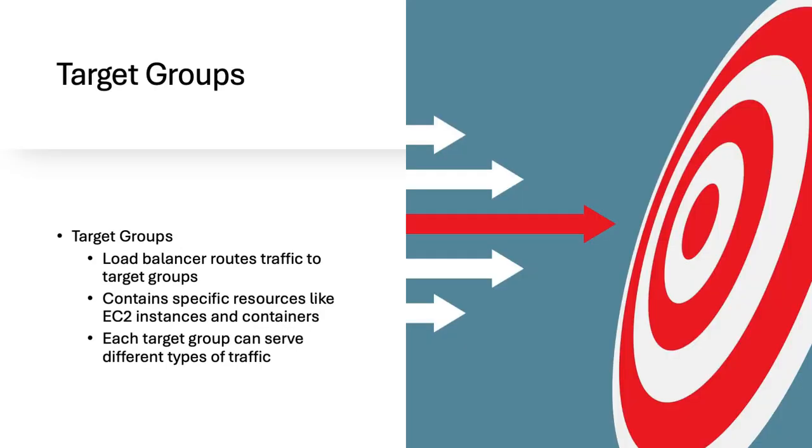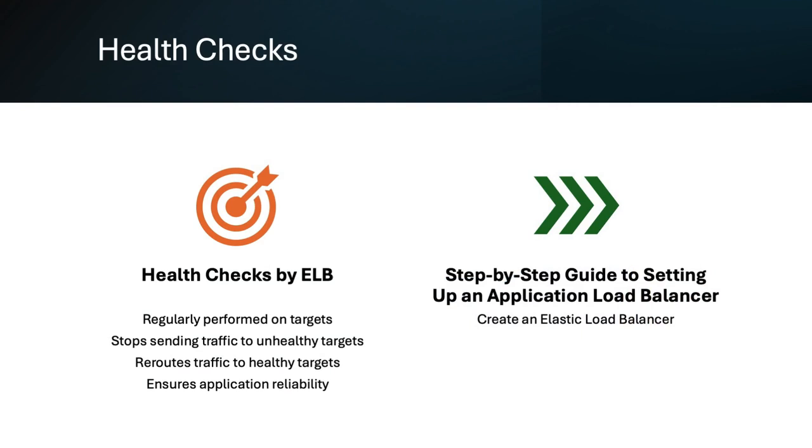Target groups in a load balancer route traffic to specific resources like EC2 instances and containers. Each target group can handle different types of traffic. ELB performs regular health checks on targets, rerouting traffic from unhealthy to healthy ones for reliability.